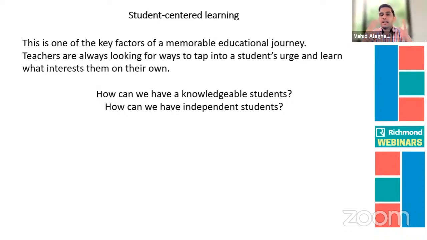So as you can see, this is one of the key factors of a memorable educational journey. And teachers are always looking for ways to tap into a student's urge and learn what interests them on their own. Two important questions that we need to answer before presenting the new terms of creating a student-centered classroom: how can we have knowledgeable students, or how can we have independent students? This is the main question. If we can answer these two questions, we can understand the need for creating a student-centered environment.